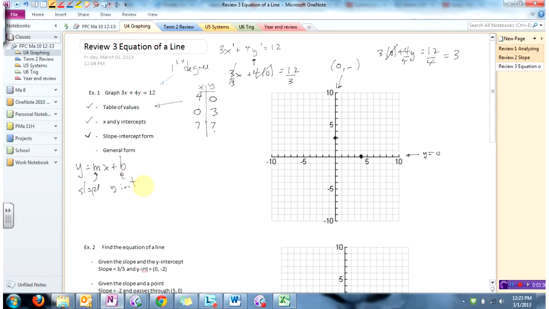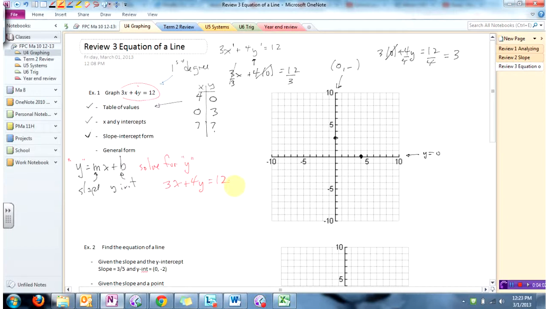And basically what slope-intercept means is you've got to get y by itself. In other words, you have to solve for y. And we practiced this skill a fair amount in the last couple of weeks. Let's try it here. Solve for y. 3x plus 4y equals 12.